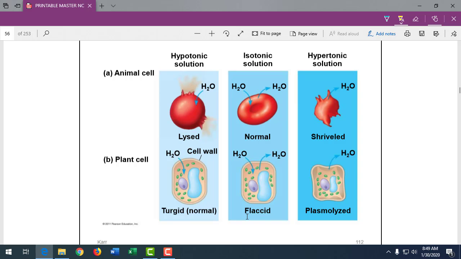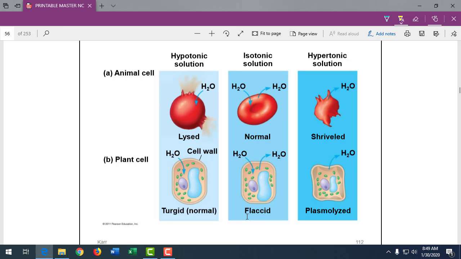All right, hypertonic solution means you have a cell that is in a very concentrated solution. So what happens when you put a cell in a concentrated solution? Where does water go? Out. It always goes from high water, from the dilute, to the more concentrated. So that's a hypertonic solution.